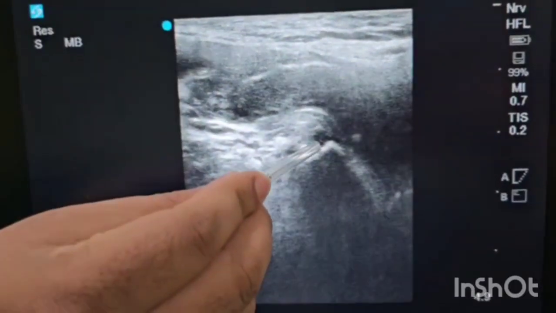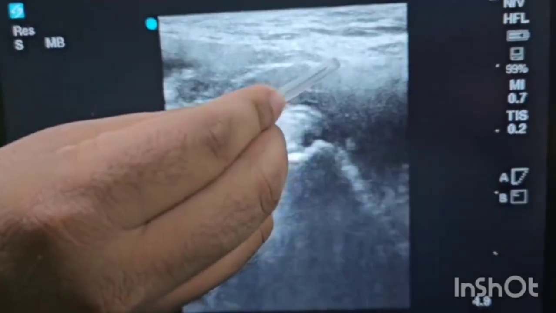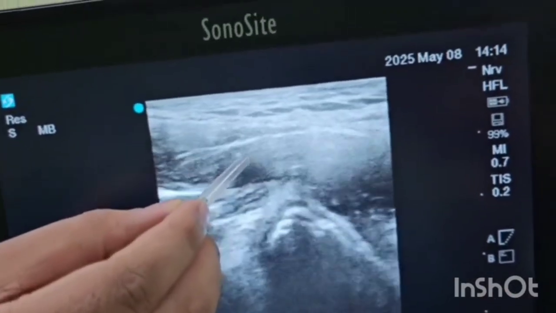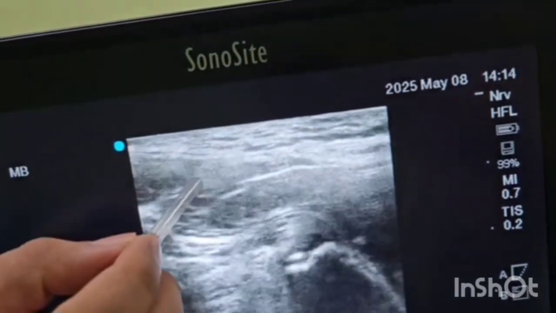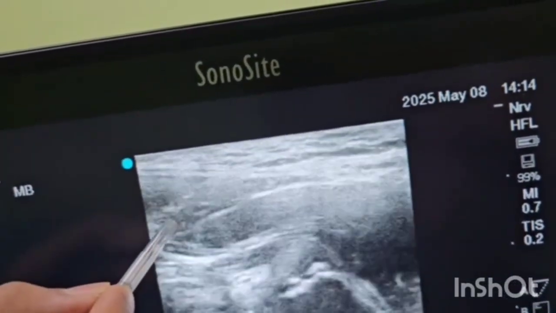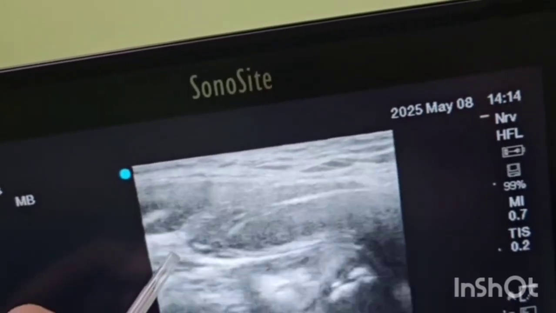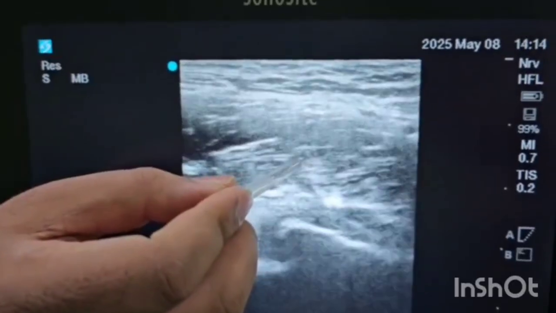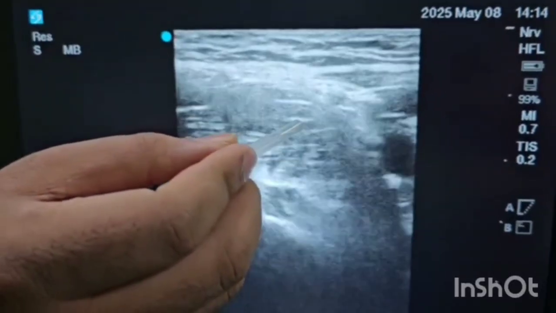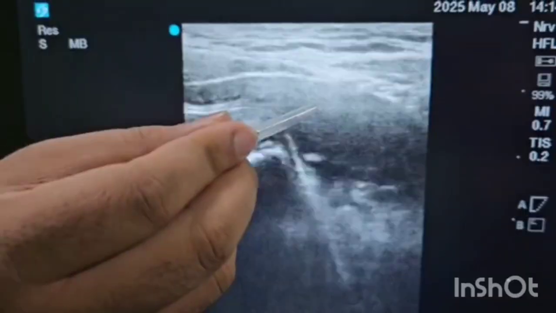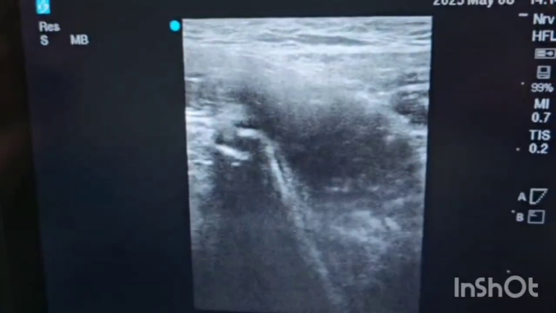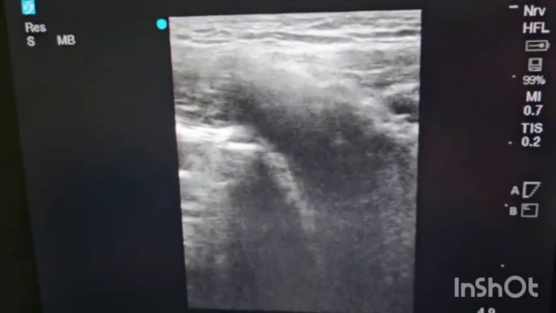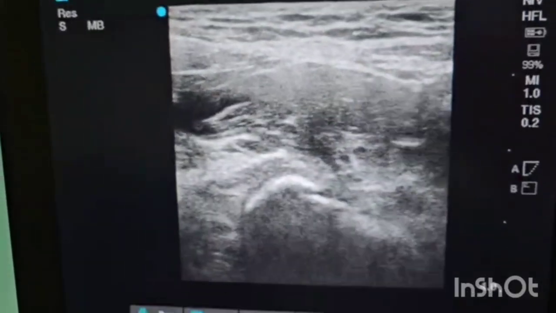So here we can see the anterior inferior iliac spine, the iliacus muscle, and the sartorius muscle to the lateral. The lateral side is the sartorius muscle, and in the medial side we have the transverse abdominis. And slightly tilting the probe towards the umbilicus, we can focus on the deep circumflex iliac artery.